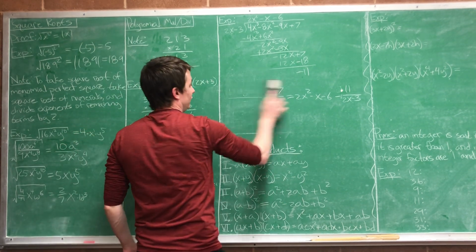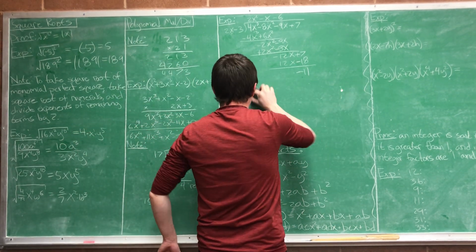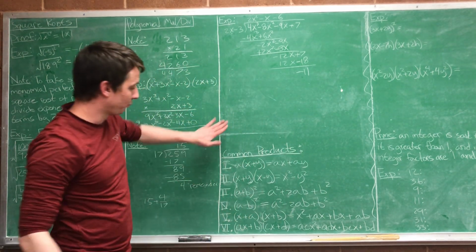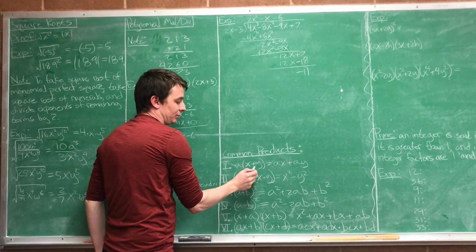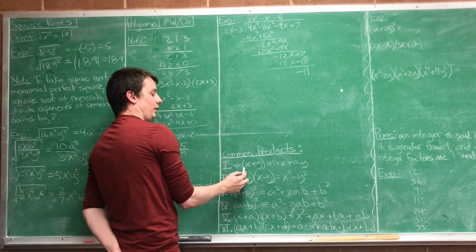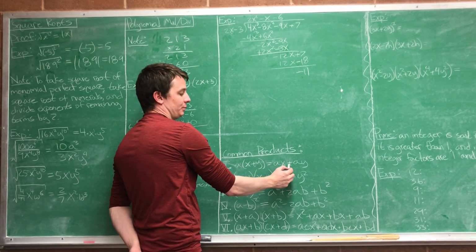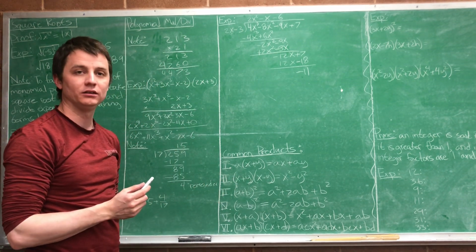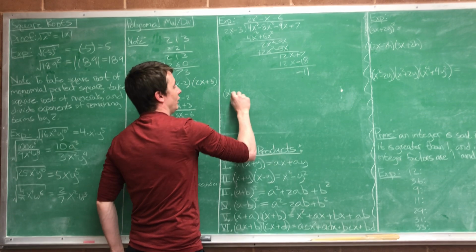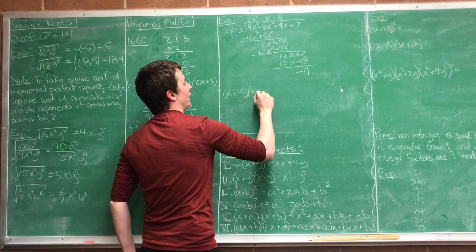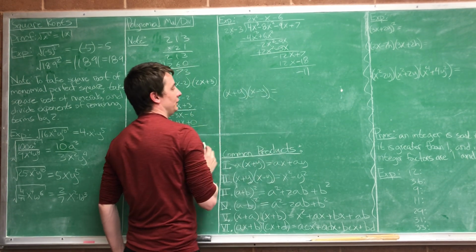Now, a few properties here. Go through each one of these. Common products that we use over and over again. So if I have a times x plus y, this one's just flat out the distributive property, that's ax plus ay, right? So now property 2, let's write this one out. So I have x plus y times x minus y. What's that equal to?